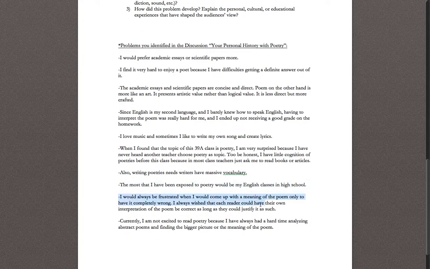This next one talks about interpretation. I would always be frustrated when I would come up with the meaning of a poem only to have it completely wrong. I always wished that each reader could have their own interpretation of the poem, be correct as long as they could justify it as such. There is this idea with non-poetry readers that poetry is up for interpretation because it's kind of cryptic and puzzle-like, and it can have multiple meanings. People see it as having that opportunity to read it however one wants. And even in that place, people don't want to read it because they think it's too open for interpretation. It's not definite. It's not direct.